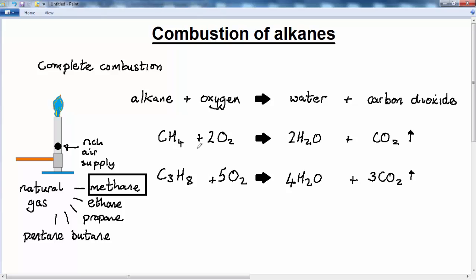Now I should also mention that these are fuels, and the whole point of burning fuels is to get energy.